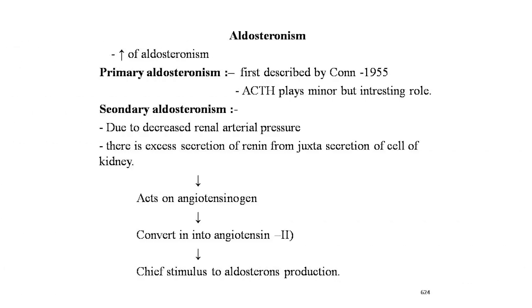Now aldosteronism. Aldosteronism means an increase of aldosterone secretion, which gives rise to the condition known as hyperaldosteronism. Primary aldosteronism was first described by Conn in 1955. In this condition there is excess aldosterone secretion where ACTH plays a minor but interesting role. Secondary aldosteronism is due to decreased renal arterial pressure, for which there is excess secretion of renin from the juxtaglomerular cells of the kidney, which acts on angiotensinogen to convert it into angiotensin II, which is the chief stimulus of aldosterone production.